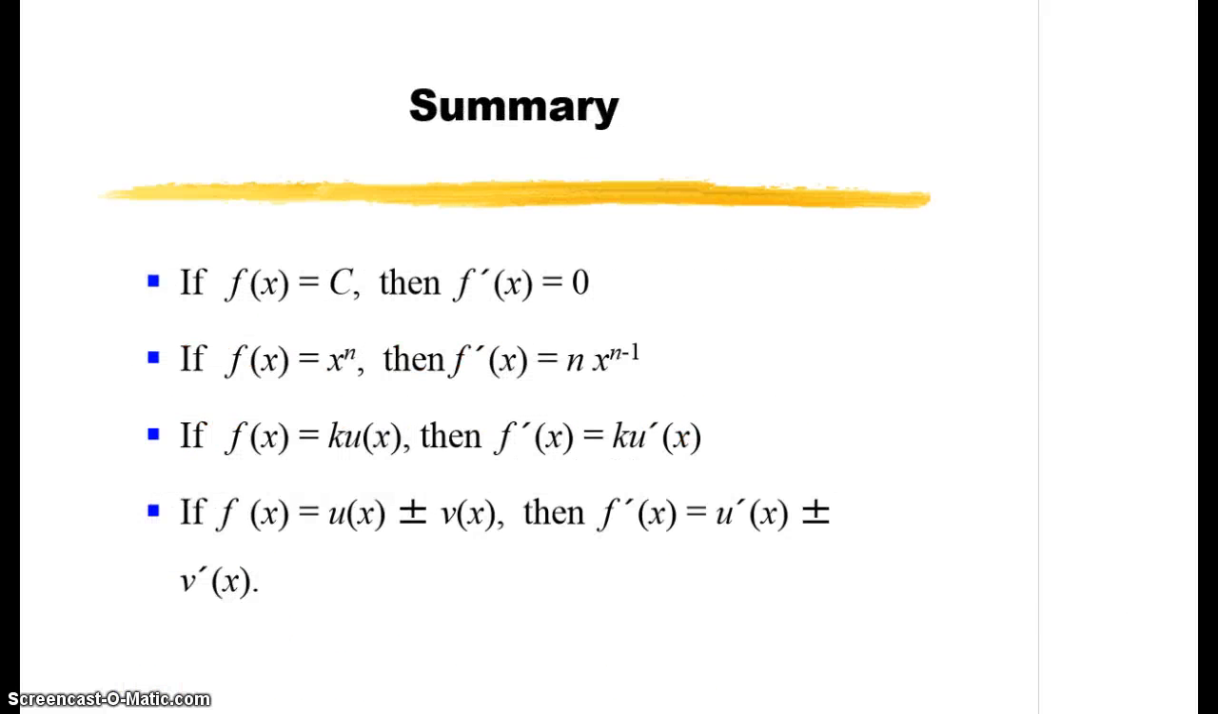Okay, so here's a nice summary of this section. We learned some key rules. The derivative of a constant is 0. We learned the power rule, which says the derivative of a power function x to the n is n times x to the n minus 1. We have a constant multiple of a function, which says the derivative of that is the constant times the derivative of the function. The sum and difference rules tell you that the derivative of a sum is the sum of the derivatives, and the derivative of a difference is the difference of the derivatives.